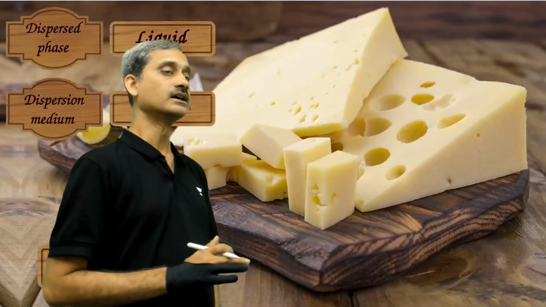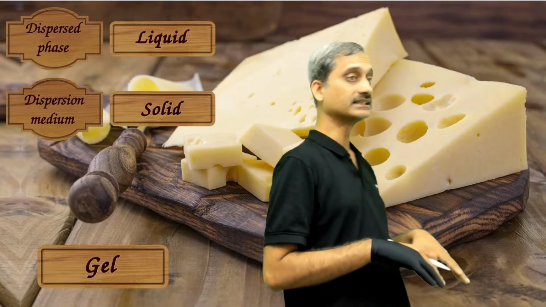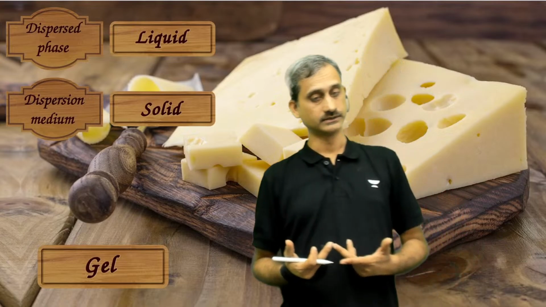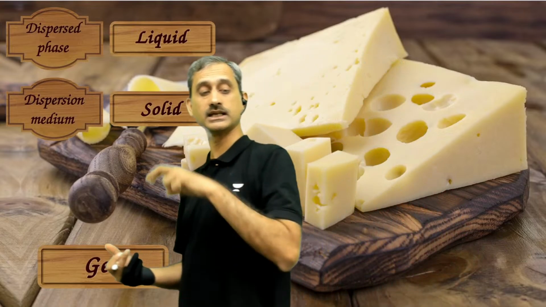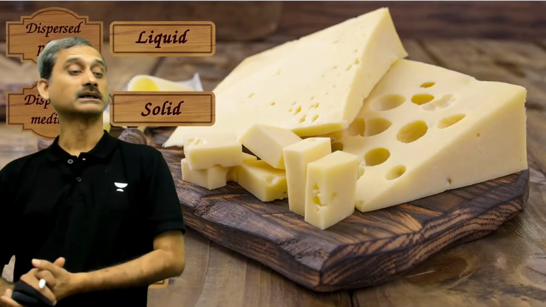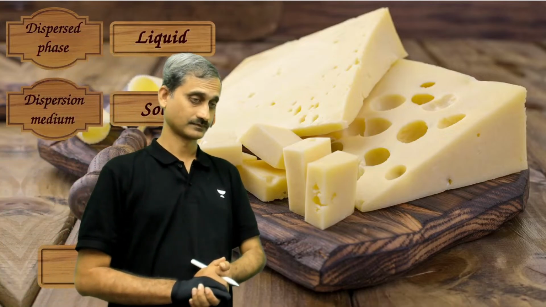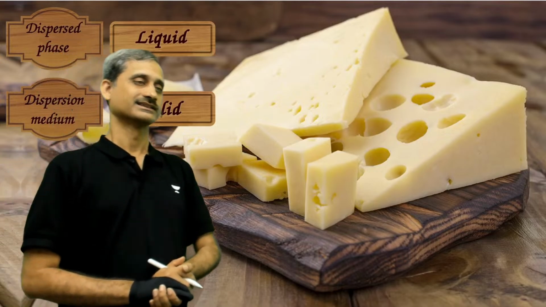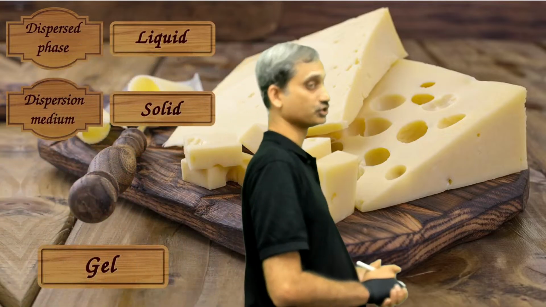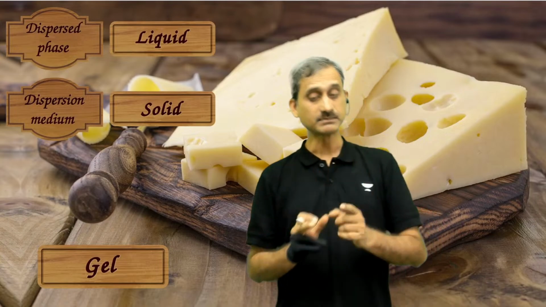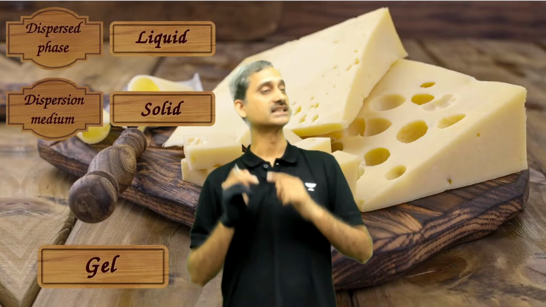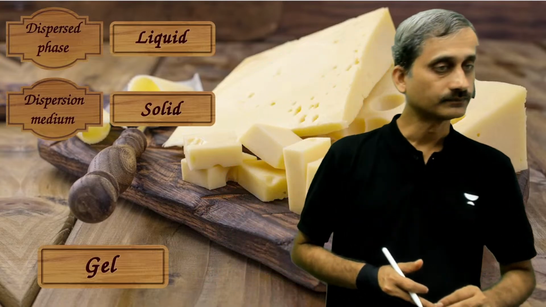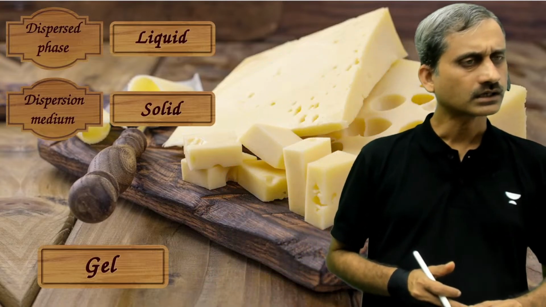And then we have a liquid dispersed in a solid. Liquid dispersed in a solid. Butter. Cheese. That is what we call a gel. Please be very clear: a liquid dispersed in a solid is termed a gel.